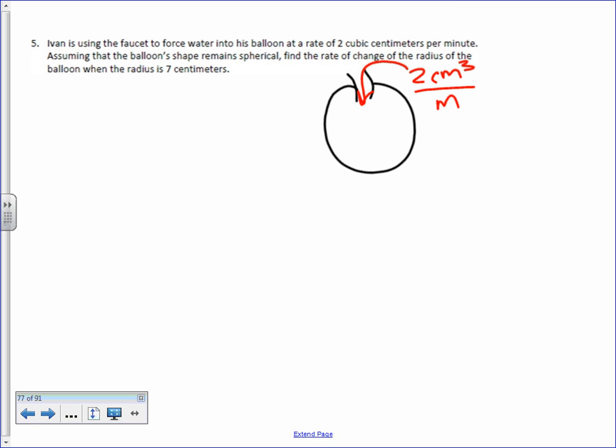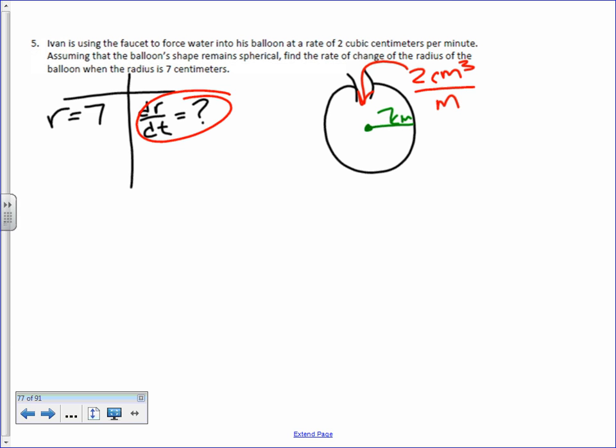Assuming that the balloon shape remains spherical, find the rate of change of the radius when the radius is 7 centimeters. I'll add in the radius, that's 7 centimeters. I'm going to add some of this stuff over here in a chart. I know r equals 7. dr dt, do I have that in my problem? dr dt. Oh, right there, it says find the rate of change of the radius. So that's what we're trying to find. That's what I want to find.